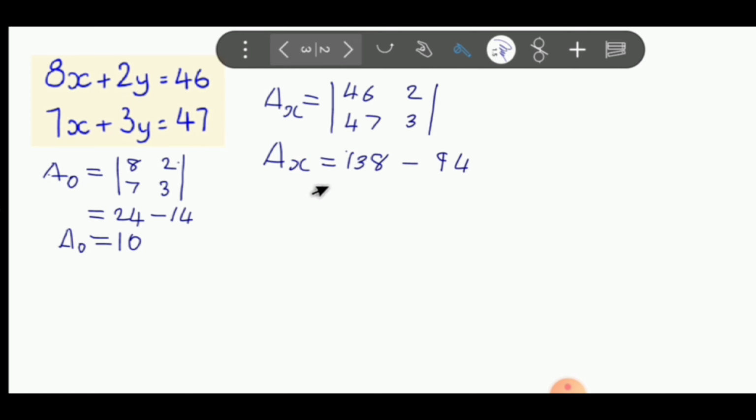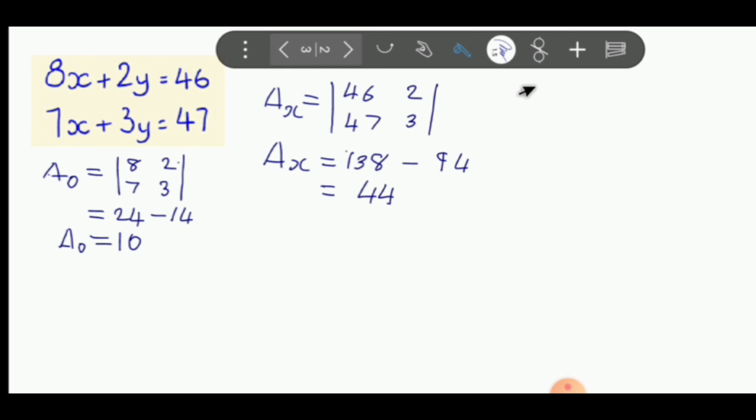So then we can say 13 times 8 minus 9 times 4 will give us 44. So change in x is equal to what? 44. So now let's look for change in y.